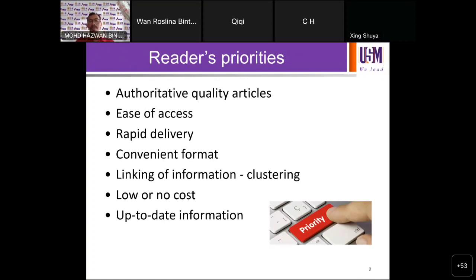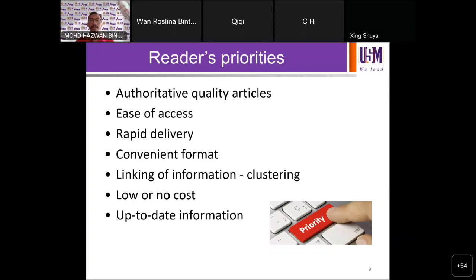So for readers' priority, when they want to access or read the articles, they will look first at the quality of the articles. You'll see that even ourselves, when we want to refer to a particular work, we look for a journal that normally, as I said, is a very quality journal, so that the work that we refer to has been peer reviewed by scientists before it is published.